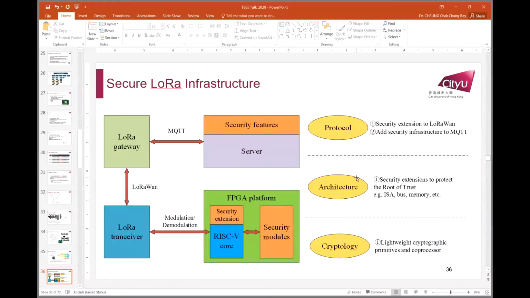So at this moment, we want to ensure the whole stack is secure. That's why at the protocol level, we need to make modifications. And at the architecture level, we need to modify the ISA, the bus, and also the memory. And again, we want to start from the root of trust. And then later on, we want to provide the right cryptology to enable our whole stack.